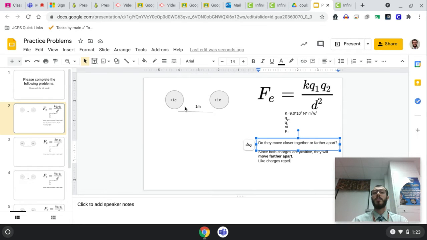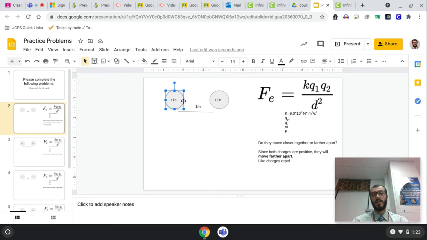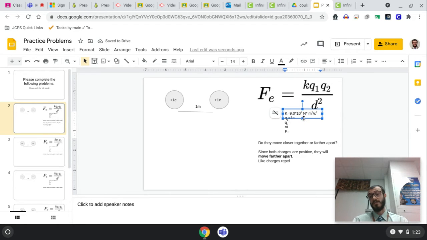I now need to find all my numbers. So Q1, that's the charge on object 1. I'm going to pick the one on the left as Q1. I could have picked the one on the right, but I'm going to pick the one on the left instead. Let's think. It's going to be 1 Coulomb. That's Q1. Q1 is 1 Coulomb. And Q2 is also 1 Coulomb. So they're the same. So that's easy enough. So these are both 1 Coulomb charges.